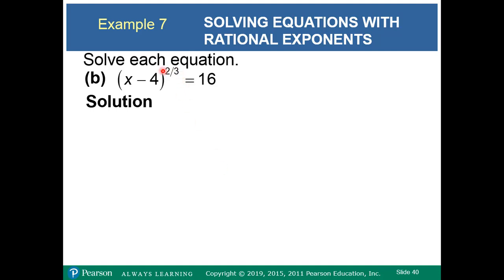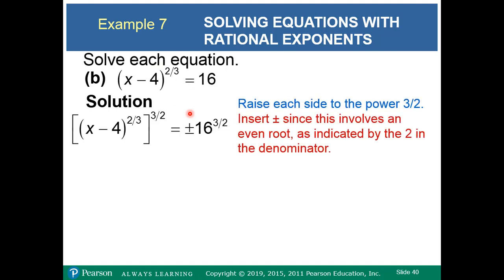Okay, so now what about this one? So what we're going to do is basically raise both sides to the reciprocal of this power. So we're going to raise both sides to the 3/2 power. Now why do we have the plus minus here? Because the index here is even. It's an even index, which means we're taking an even root of both sides. So you always have to have the plus minus here. Always. Okay, so now this is going to equal 1, and then we're going to have this.